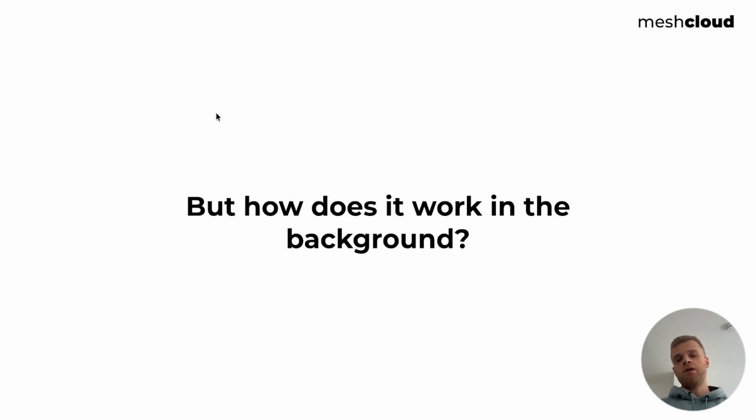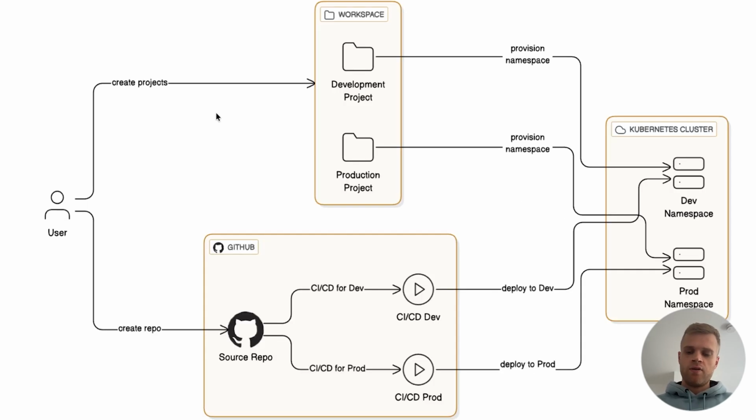Right, so you might be wondering, so how does all of this actually work in the background? And from a very high level point of view, the following is happening. So we have the user on the left triggering the AKS starter kit. And the starter kit orchestrates all kinds of resources. So at the top, we have the workspace in meshKube, which gets 2 new projects, the development project and the production project. And these 2 projects provision a new namespace in the Kubernetes cluster that we have running.